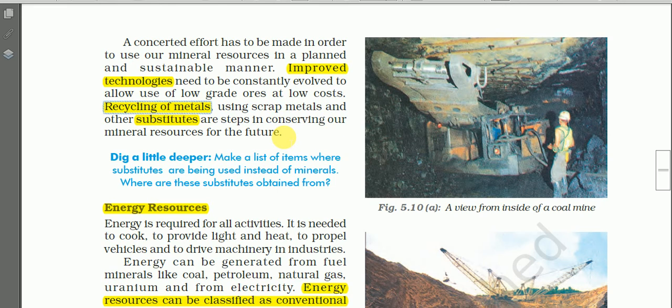Okay, this is another important method for conserving minerals. And the third one is substitution. Whenever possible, we can substitute the use of metals by other products. Say, for example, we can substitute the use of iron pipes, GI pipes, by polythene pipes, PVC pipes. So these are the three important methods for conserving these mineral resources.